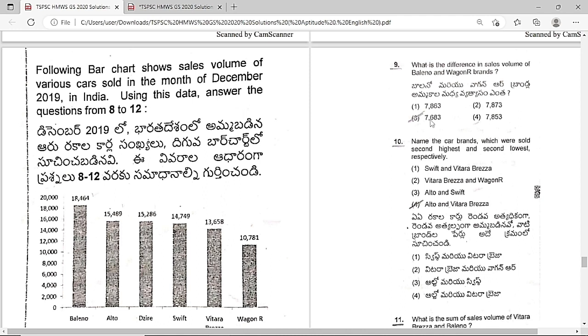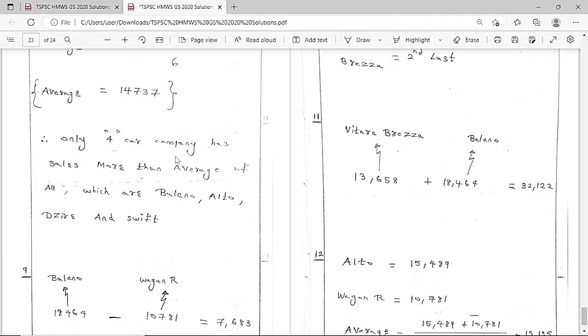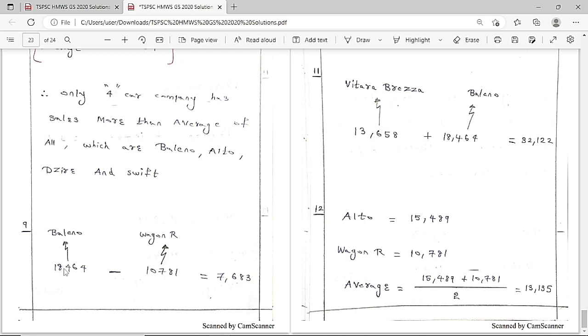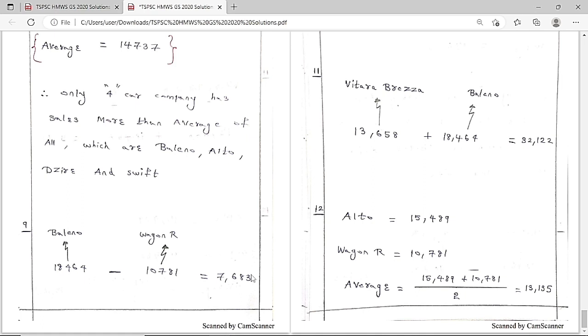So this is the difference in sale volumes of the Baleno car company as well as the Wagoner company. Let me discuss something more about this one. For the Baleno, the volume of car sale is 18,464, and for Wagoner, the volume of car sale is 10,781. So do the difference of these two, then we are going to get the result 7,683. This is the difference between the volume of car sale of Baleno as well as the Wagoner company. So this is the correct solution of this question.